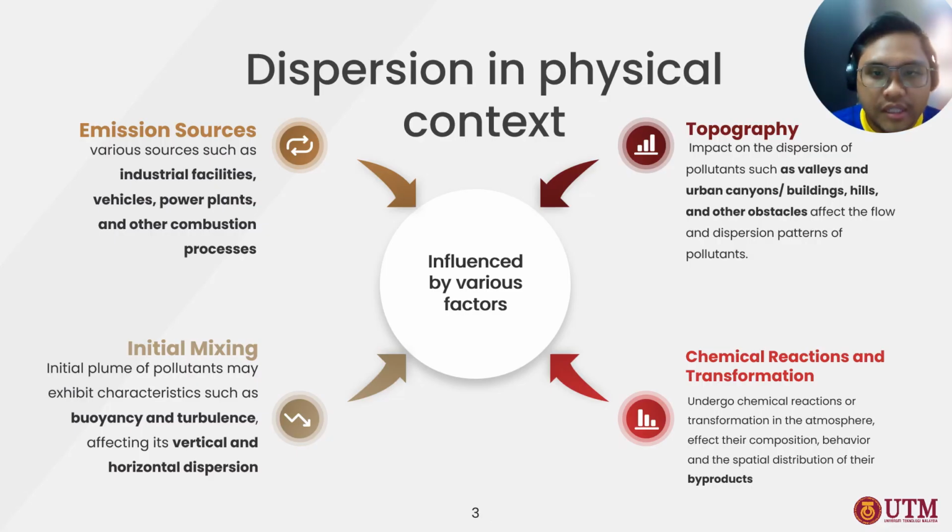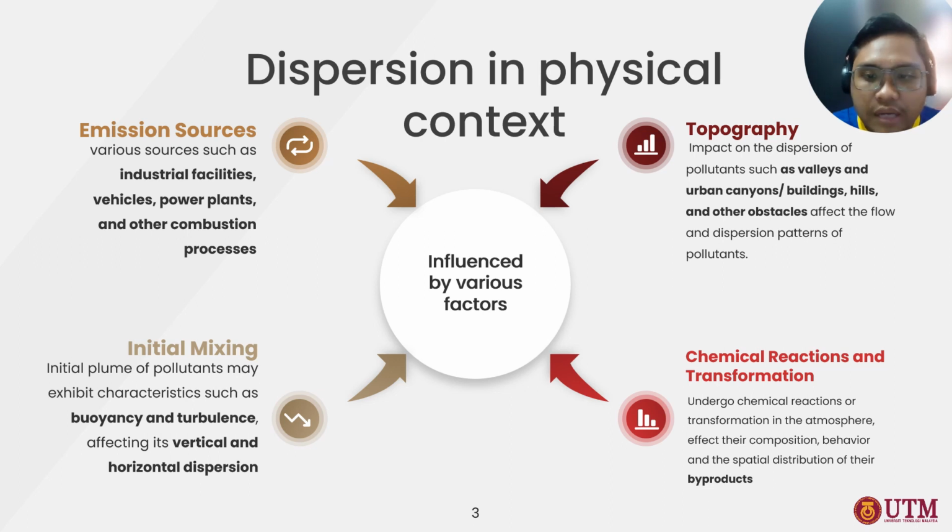Next is dispersion in physical context, influenced by various factors. First, emission sources, various sources such as industrial facilities, vehicles, power plants and other combustion processes. Second, topography impacts the dispersion of pollutants; valleys and urban canyons, buildings, hills and other obstacles affect the flow and dispersion patterns of pollutants.